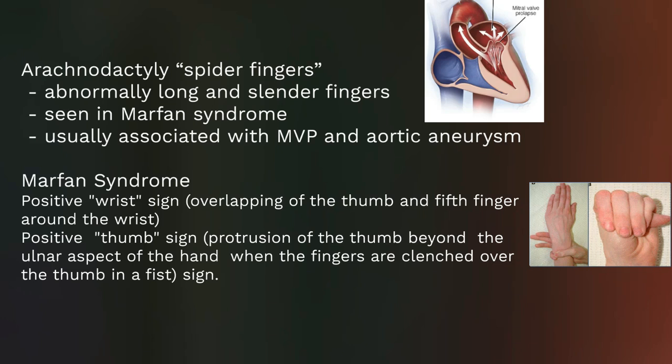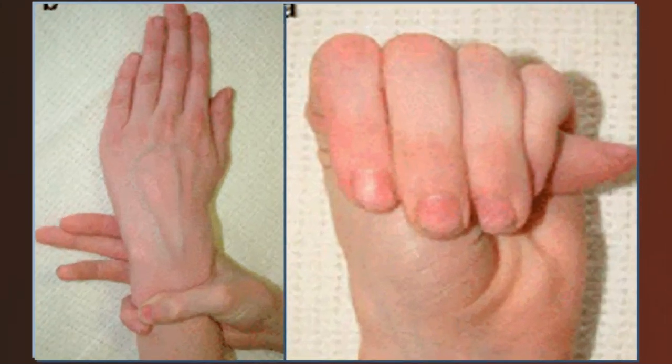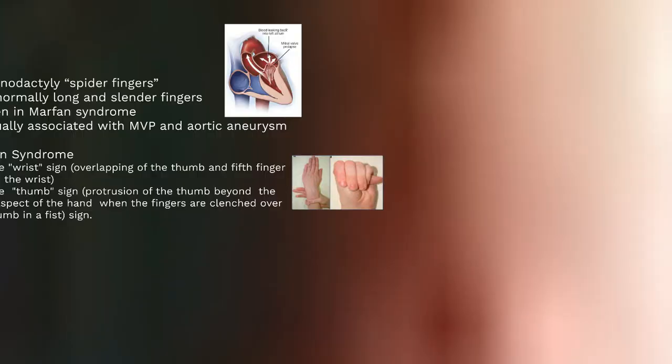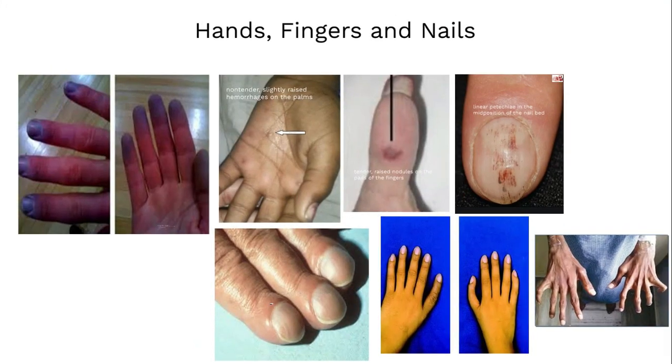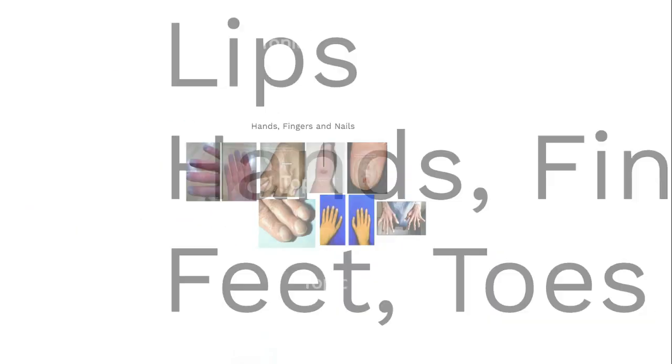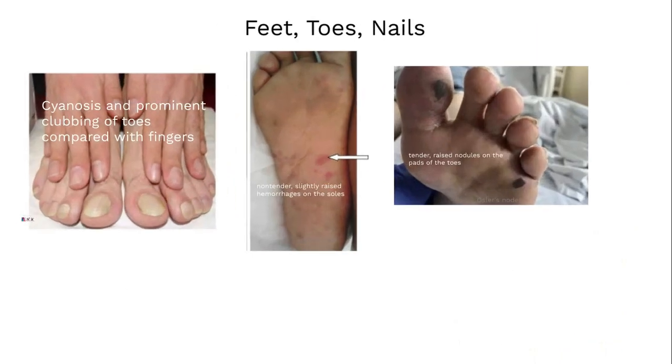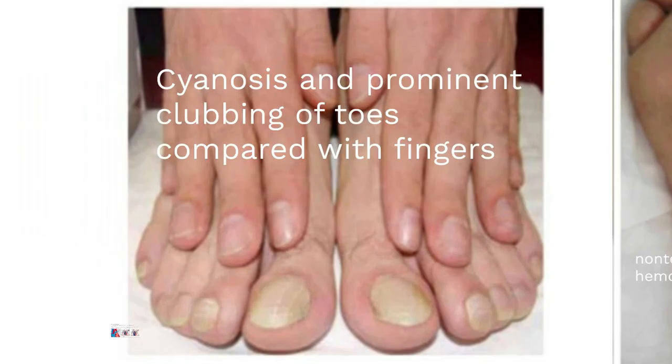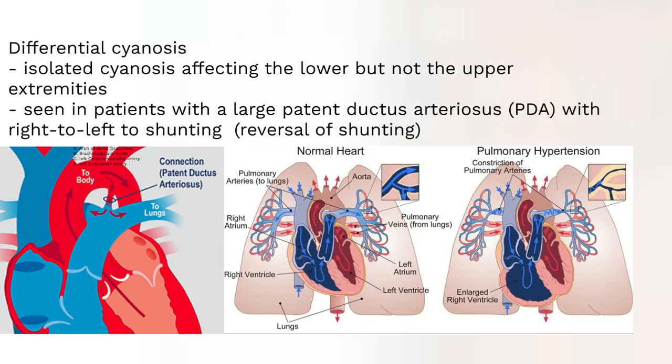And you can do the following: the wrist sign and thumb sign. And the problem with Marfan syndrome is the risk of mitral valve prolapse and aortic aneurysm. For the feet, the patient has cyanosis and prominent clubbing of the toes compared with the fingers. This is what you call differential cyanosis.